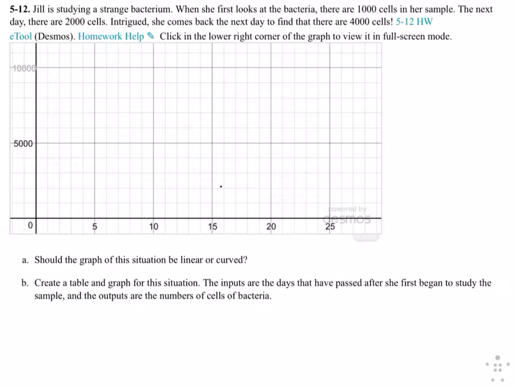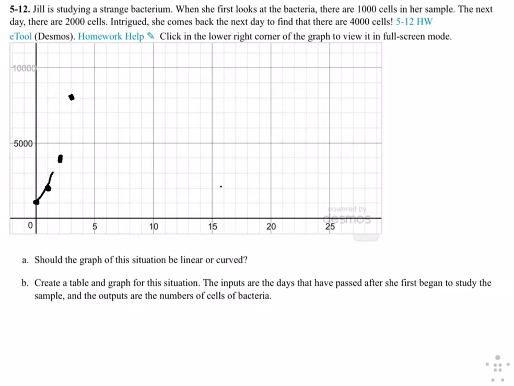Okay, so for 512, they give us some data. So first, when she first looks at the bacteria, so that's time of 0, right? There are 1,000 cells, right? So there's 1,000 cells. And then the next day, there are 2,000 cells, so that's here, right? And then the next day, there's 4,000 cells, that's here. So clearly we can see that it's multiplying by 2, so that would mean the next day there's 8,000 cells, right?